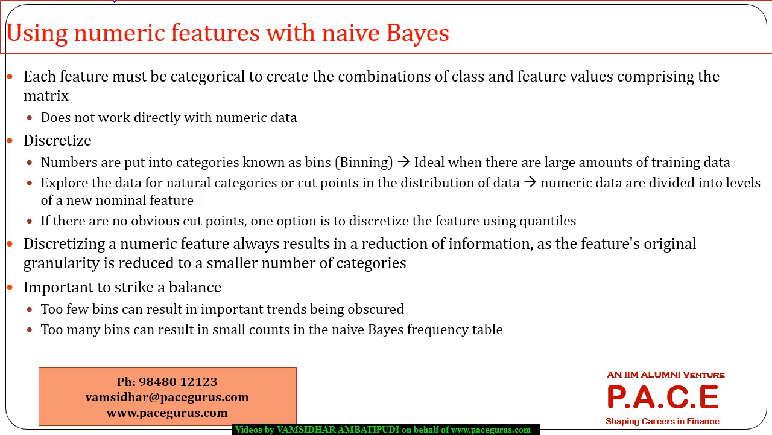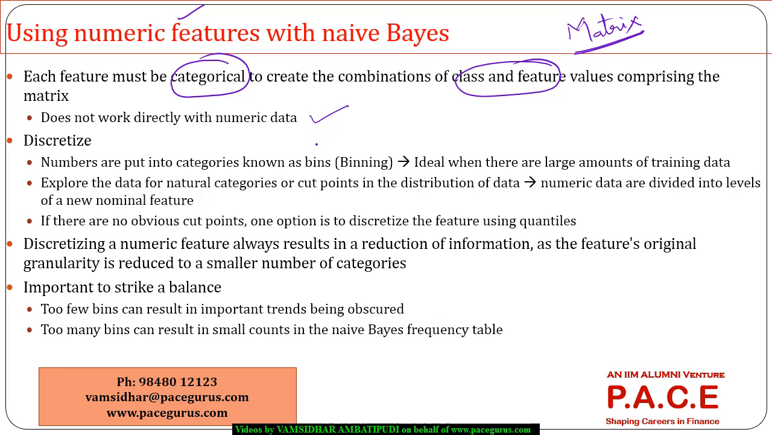And as I have already indicated earlier, if there are so many numeric features in the data, probably I should not use naive Bayes, because as far as naive Bayes is concerned, it wants every feature to be categorical, because based on that only it will produce the combination of the class and the feature values in terms of a matrix. So truly speaking, it does not work with numeric data.